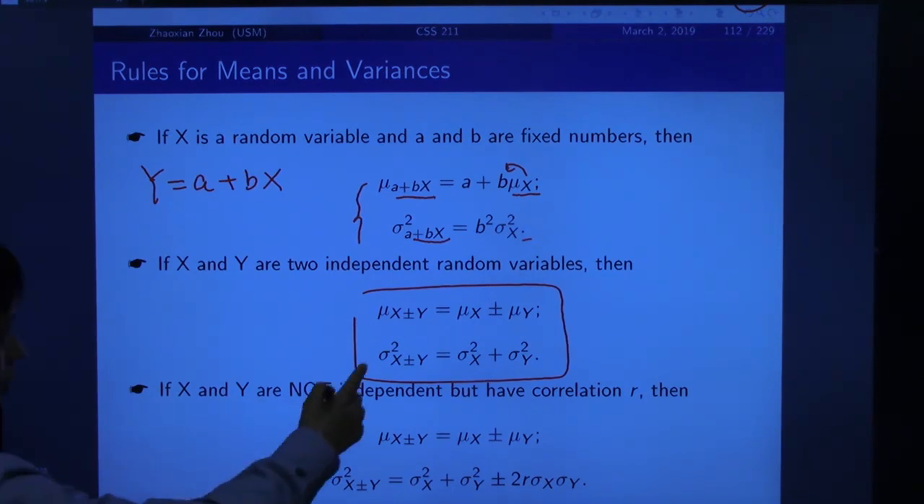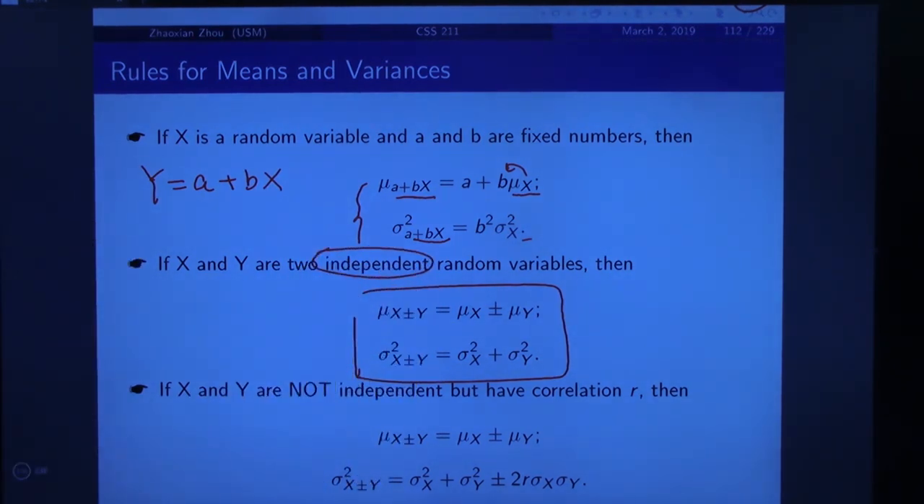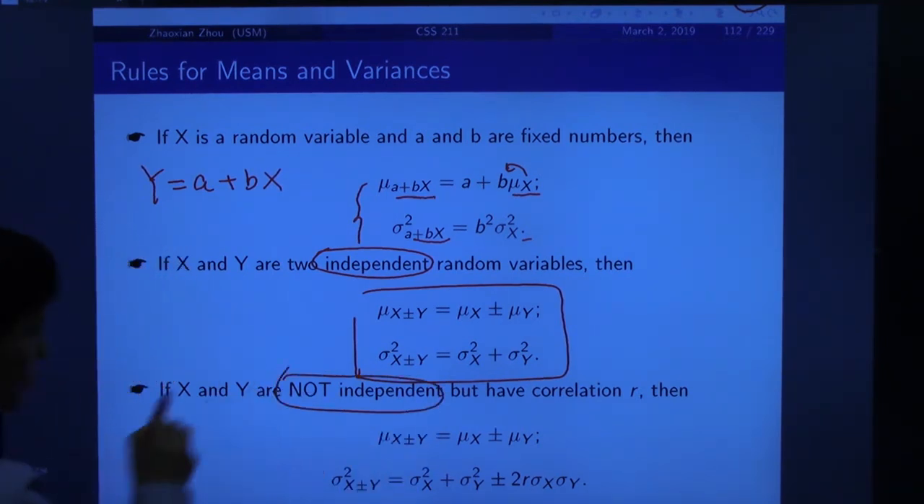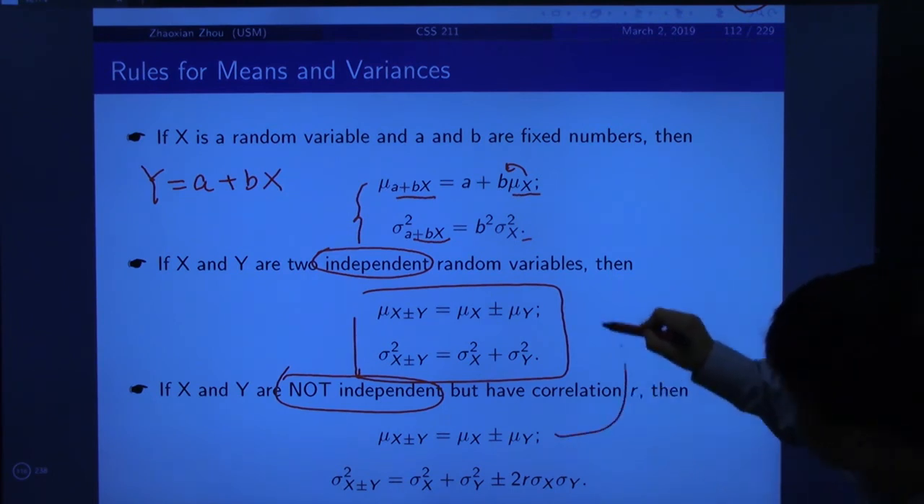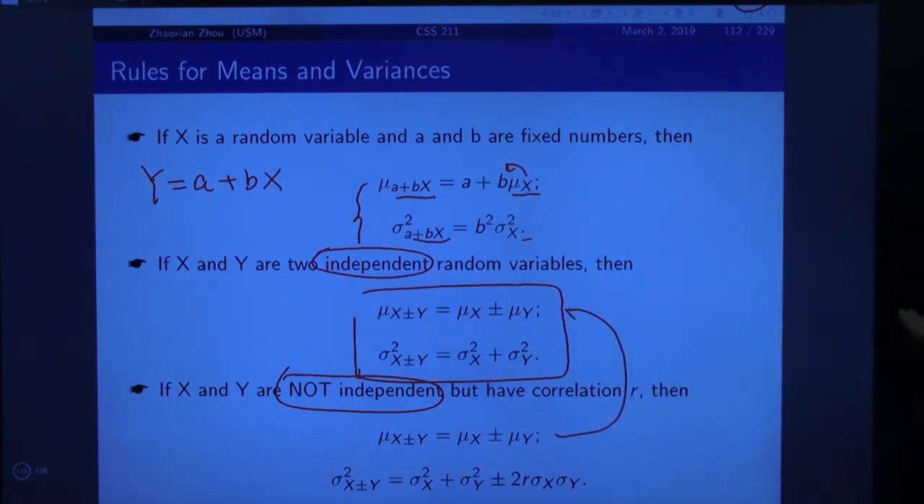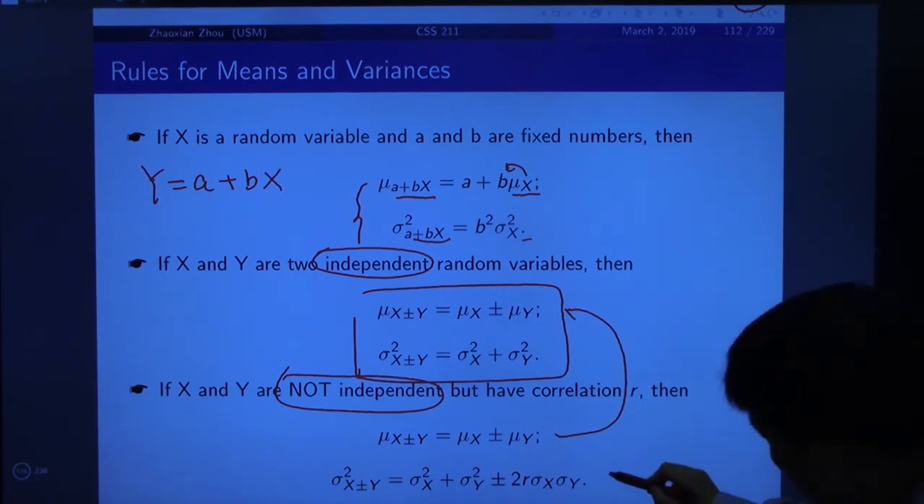In this example, x and y must be independent. Sometimes x and y are dependent. If they are not independent, then we are going to have a correlation coefficient. Then how do we calculate the mean of x plus y and x minus y? The mean of x plus or minus y is the same as this one. They are the same thing. We don't need to care whether there's a correlation or not. But the variance will be different.